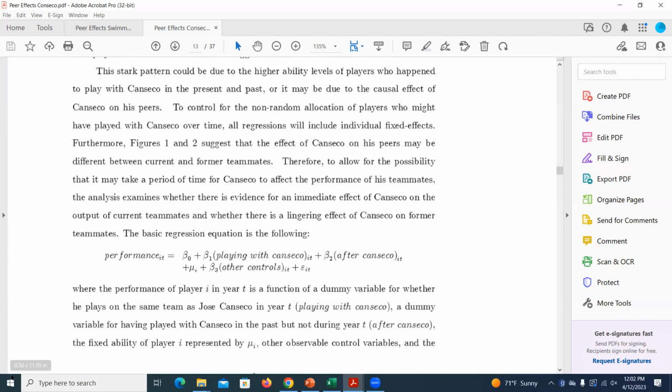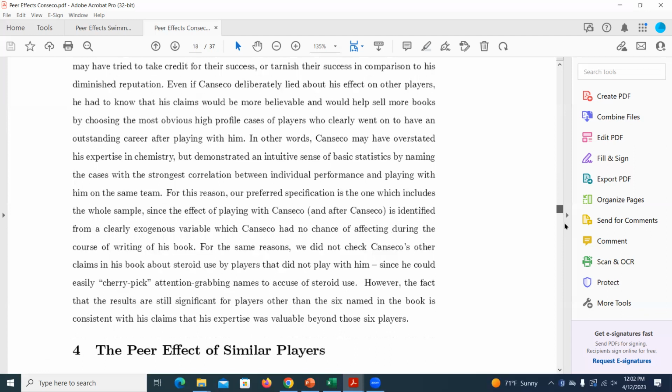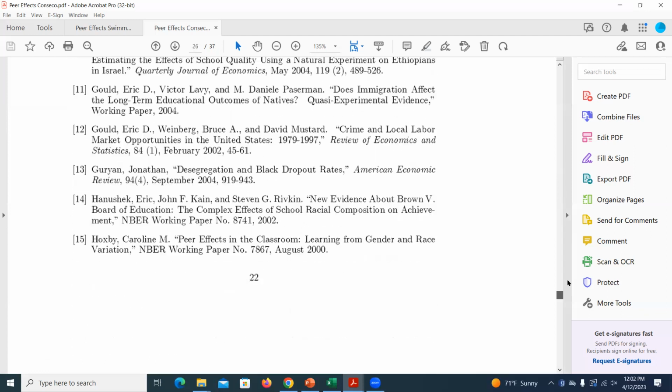And then they have a bunch of other control variables in there as well, right? For what the player's performance was the year before, how old they were, all these other things. So that's the regression that we have in mind. We'll then scroll down. I think this one has all the tables at the end.